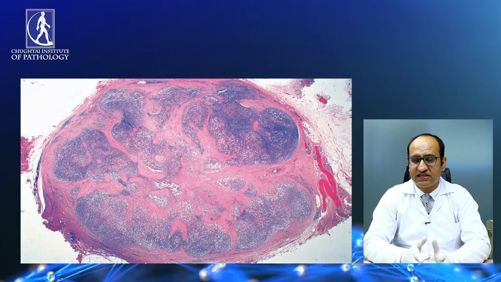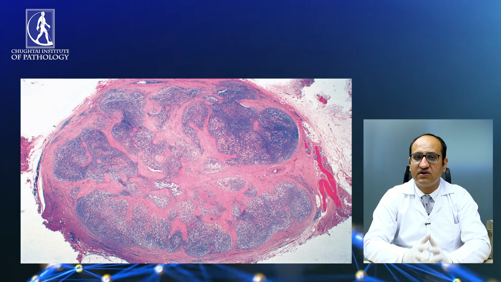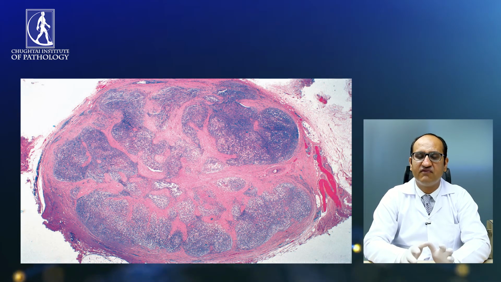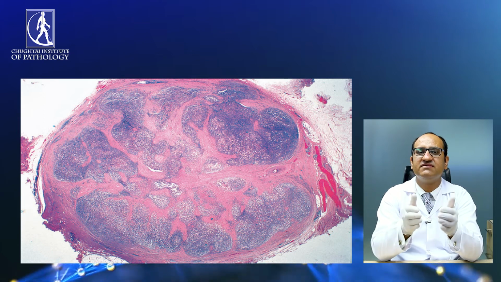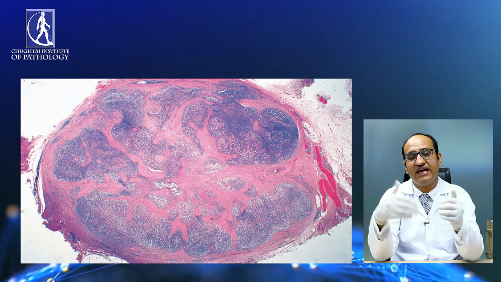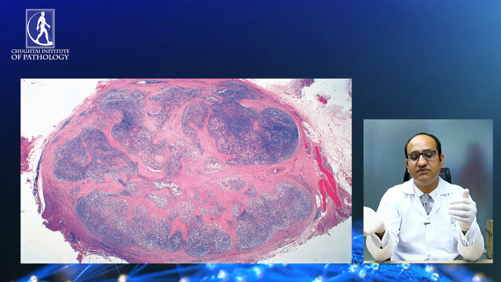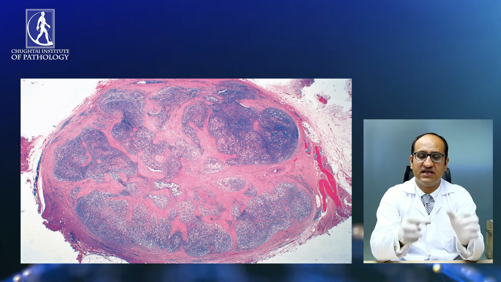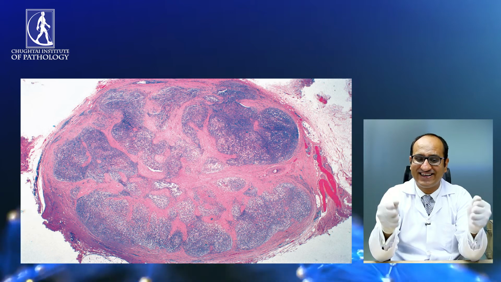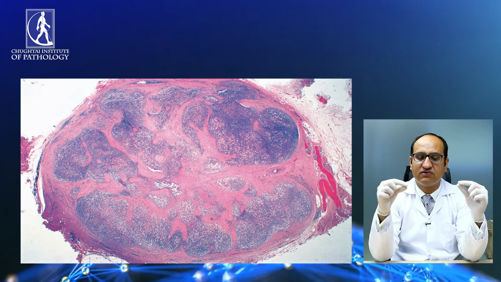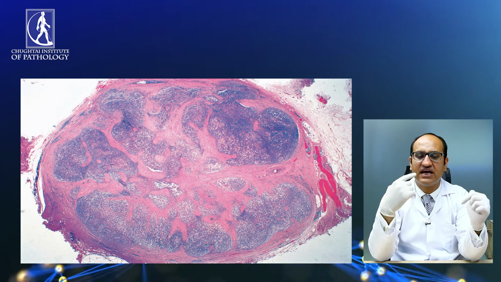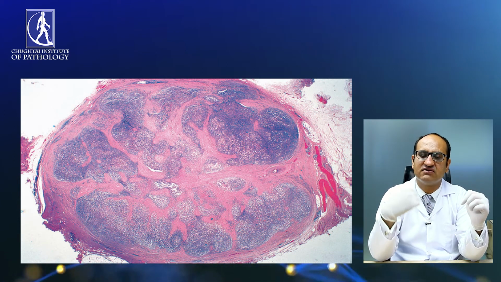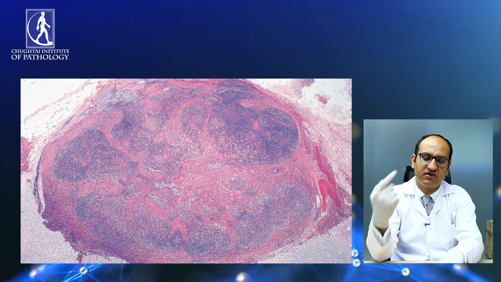In this picture, you can see there is effacement of nodal architecture by well-formed nodules. The difference between these nodules and the nodules of the LP Hodgkin that I already described is that these nodules are formed by well-formed fibrous bands. The capsule of the lymph node is greatly thickened, and the fibrous bands are going into the lymph node. They are converting the entire architecture into different portions or nodules.